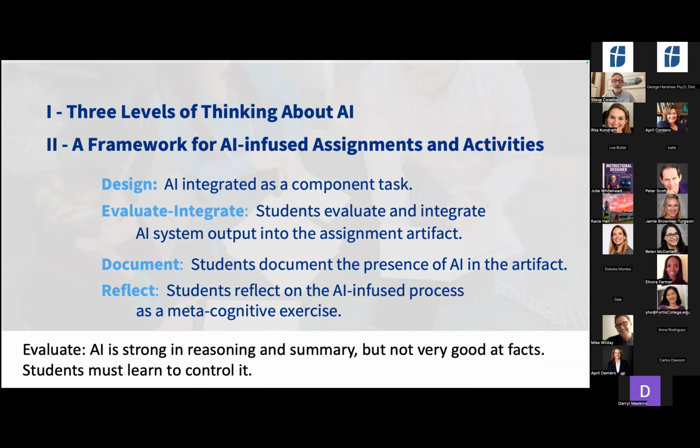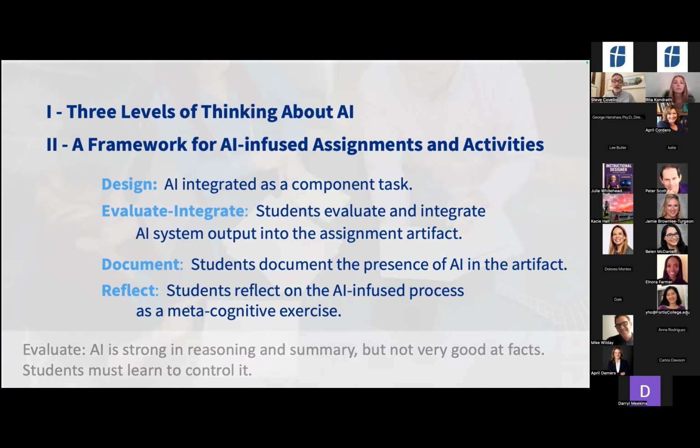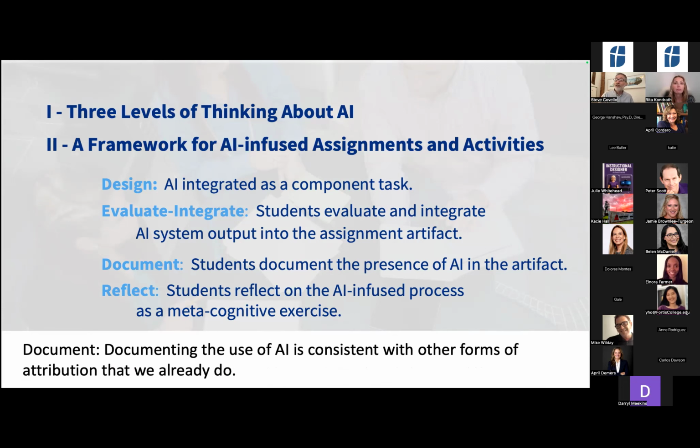The facts definitely need to be checked. We must learn to control it because AI is fluent, which gives the appearance of knowledge and intelligence. So controlling AI requires guidance, practice, and reflection. Documenting the use of AI is consistent with other forms of attribution that we already do.